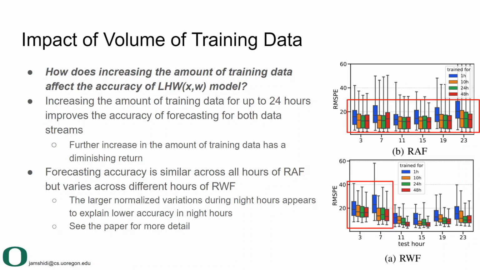The next thing is that looking at the accuracy of models on the RAF data stream on top and RWF data stream on bottom, we realize that there is no variation in the accuracy of models across different target hours for the RAF data stream. However, there is some variation across different target hours for the web flows, RWF. Specifically, we have higher error or lower accuracy for the night hours in RWF.